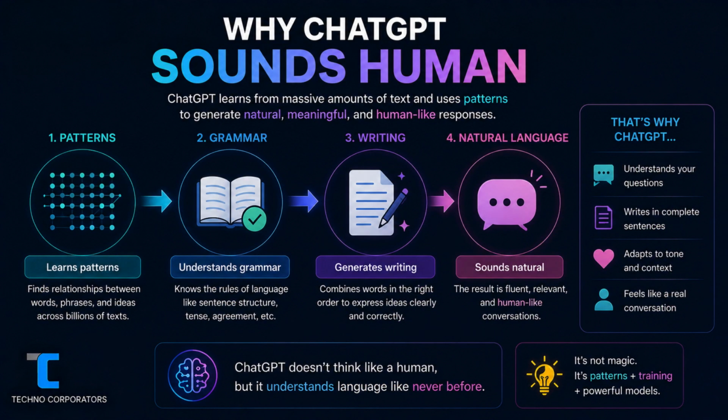ChatGPT sounds natural because it has learned the patterns of human language from an enormous amount of text. It has learned grammar, writing styles, sentence structure, and how ideas usually flow together. It doesn't have emotions or consciousness, but its training allows it to generate responses that often feel surprisingly human.